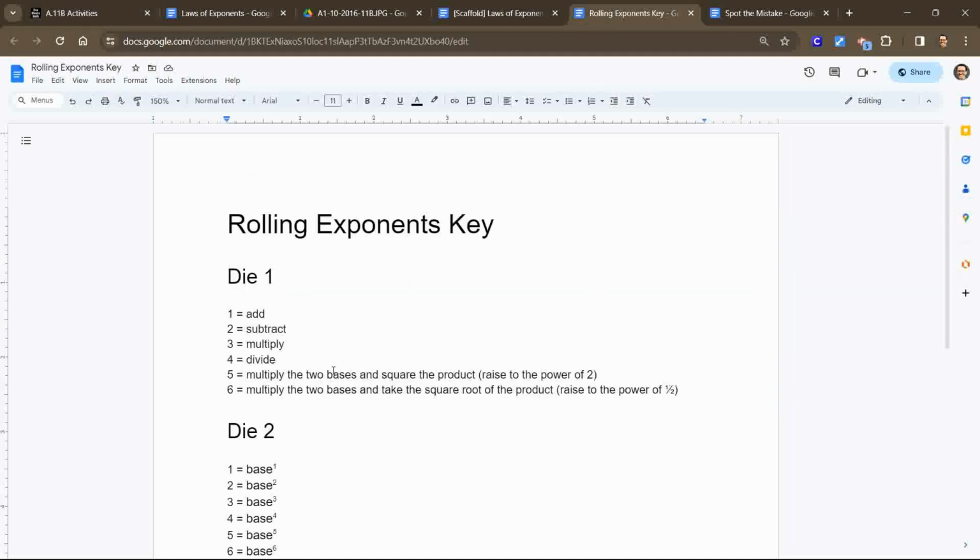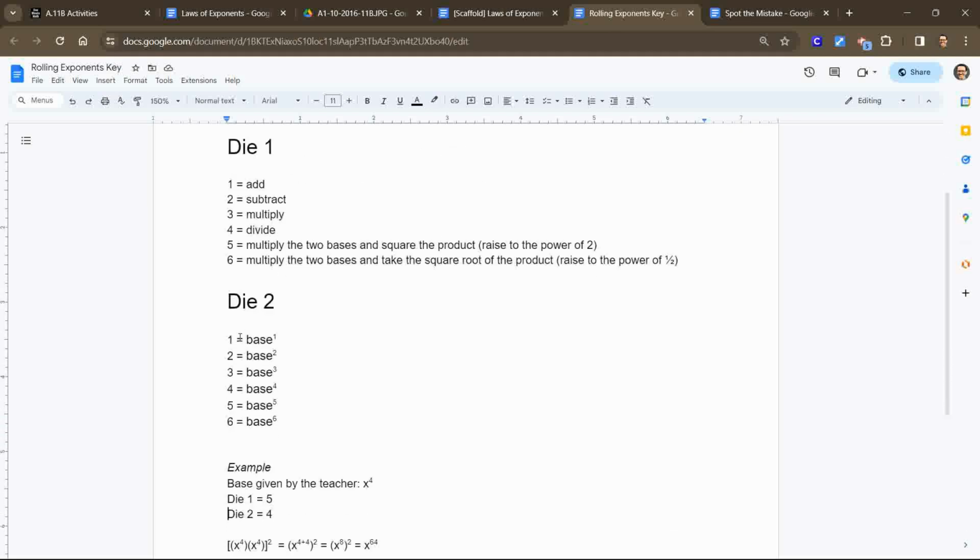So here's the key. The first die might be, and this would be if you don't have erasable dice and you just want to use standard dice, right? A 1 would be add, a 2 would be subtract, 3 would be multiply, and so on and so forth. These are the different operations. The second die would be whatever base you're using, x, y, whatever. And then the exponent is just the same as that number. So a 6 would be x to the 6th or y to the 6th.